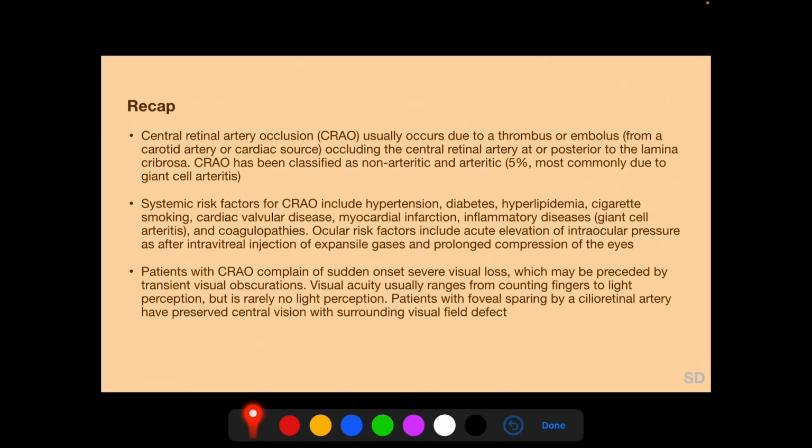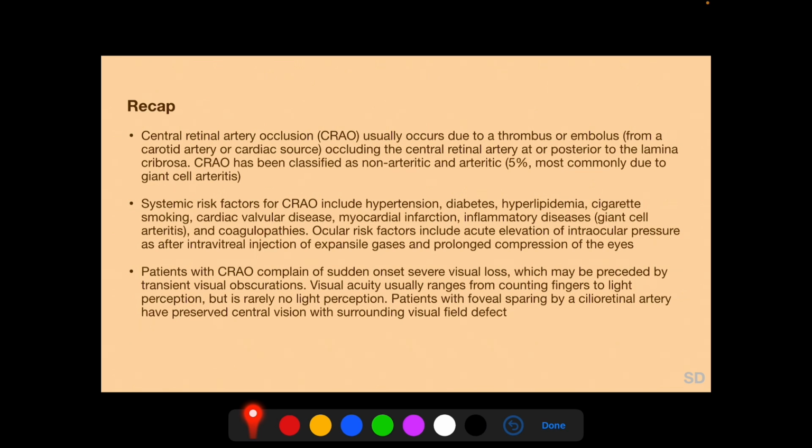white-colored tumor. To recap the salient points, central retinal artery occlusion, or CRAO, usually occurs due to a thrombus occluding the central retinal artery at or just posterior to the lamina cribrosa. CRAO has been classified as non-arteritic and arteritic, with arteritic contributing to 5% of all CRAOs, most commonly due to giant cell arteritis. Systemic risk factors for CRAO include hypertension, diabetes, hyperlipidemia, cigarette smoking, cardiac valvular diseases, myocardial infarction, inflammatory diseases such as giant cell arteritis, and coagulopathies.